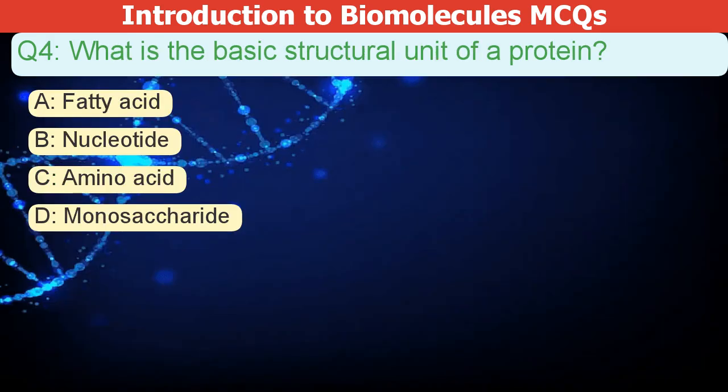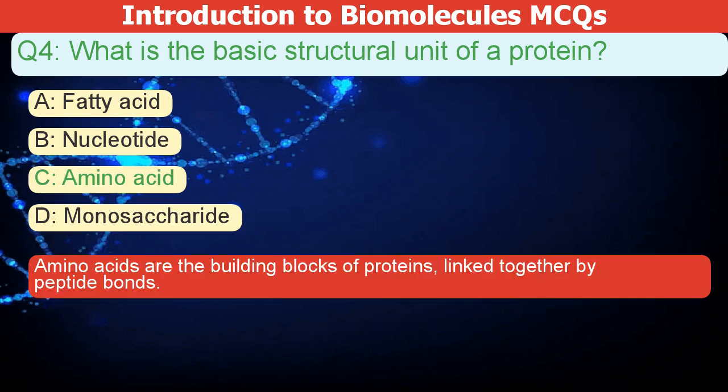What is the basic structural unit of a protein? A. Fatty acid. B. Nucleotide. C. Amino acid. D. Monosaccharide. The correct answer is C. Amino acids are the building blocks of proteins, linked together by peptide bonds.